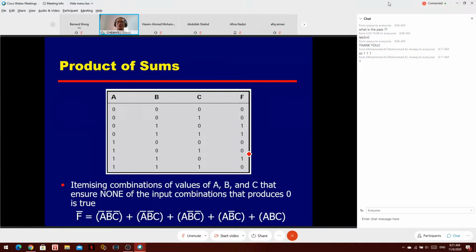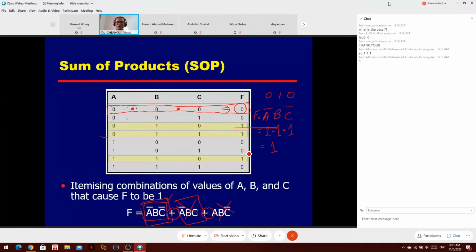Now, sum of products, simple, right? It's pretty straightforward. Sum of products is something and something and something, or something and something and something. You just pick out all the ones from the truth table. If there are three ones, that means you have three terms in your function. Very straightforward, easy enough.